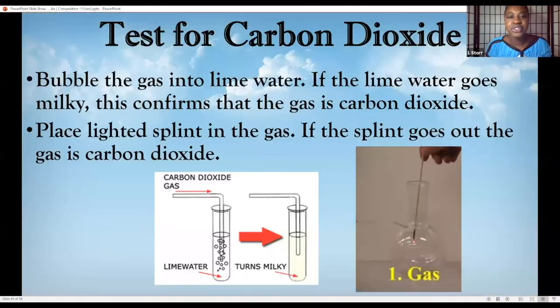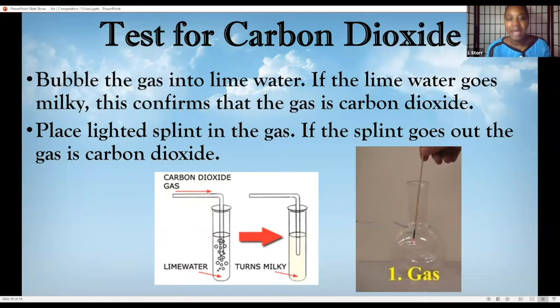Okay, good. So this video just showed how we can test for carbon dioxide. One of the ways that's very easy to test for carbon dioxide is to obtain lime water. Now, when we first look at lime water, it is clear like regular water, but as it is exposed to carbon dioxide, it turns into a milky color. And that's how we know carbon dioxide is present.